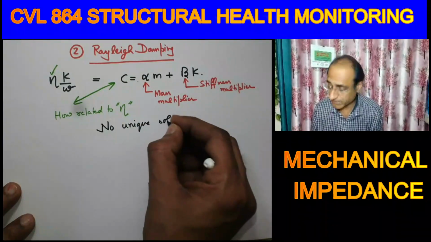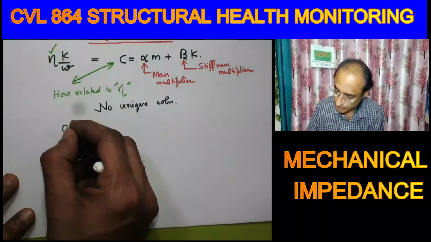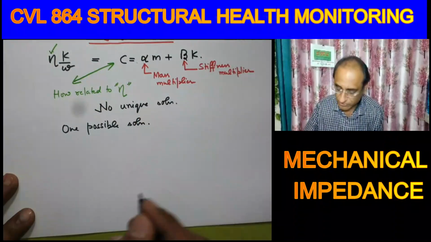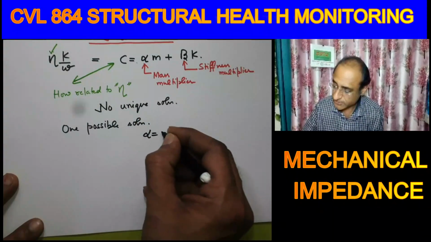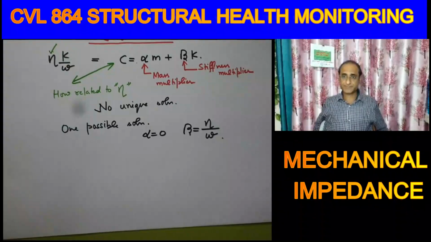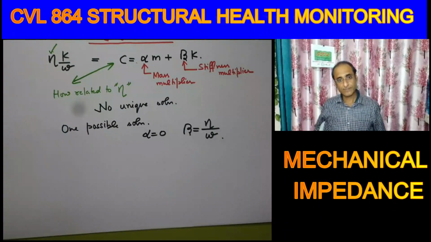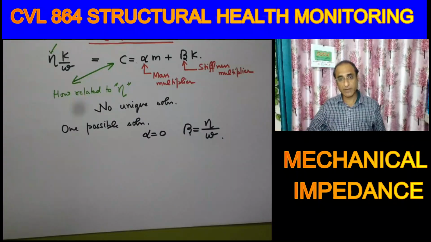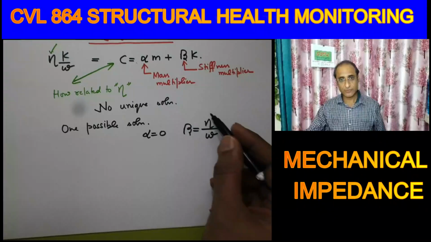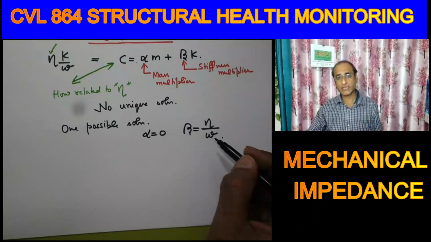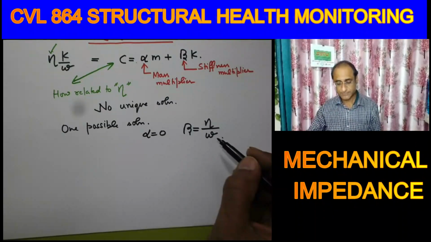But one possible solution I am telling you, that you choose this simplified solution that alpha is 0 and beta is eta by omega. This is one possible solution. Your mass multiplier we are taking 0 and the stiffness multiplier we are taking like this. So now frequency has also come into the picture. So it depends on what our excitation frequency is. Alright, so this is one solution.